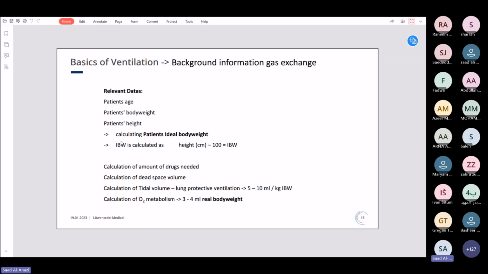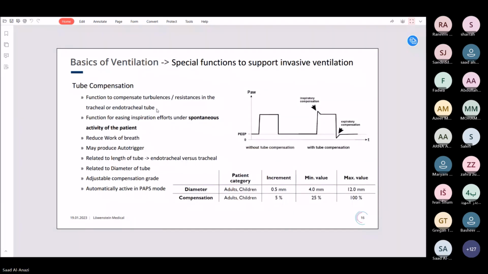After you enter the ideal body weight, the ventilator calculates the amount of drugs needed, for example anesthesia drugs, or the dead space volume, as we explained before. It also calculates the tidal volume and the O2 metabolism for the real body weight. So it's really helpful to enter all the patient information.